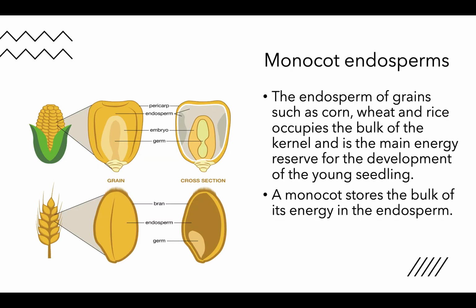While in grains and most other species of monocots, the endosperm stores nutrients that can be used by the seedling after germination. So the endosperm of grains such as corn, wheat, and rice occupies the bulk of the kernel and is the main energy reserve for the development of the young seedling. A monocot stores the bulk of its energy in the endosperm.